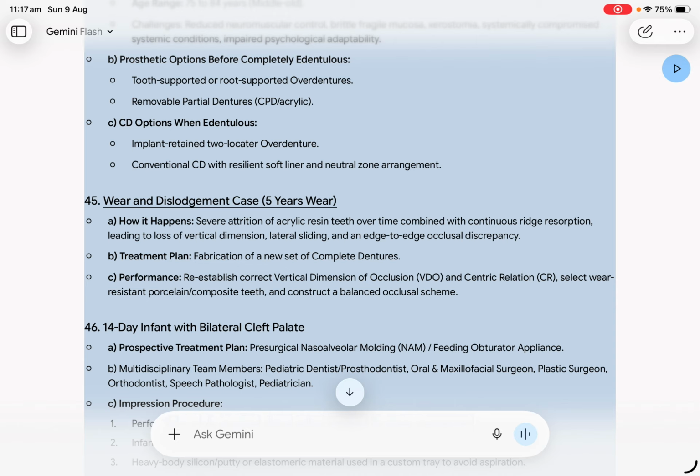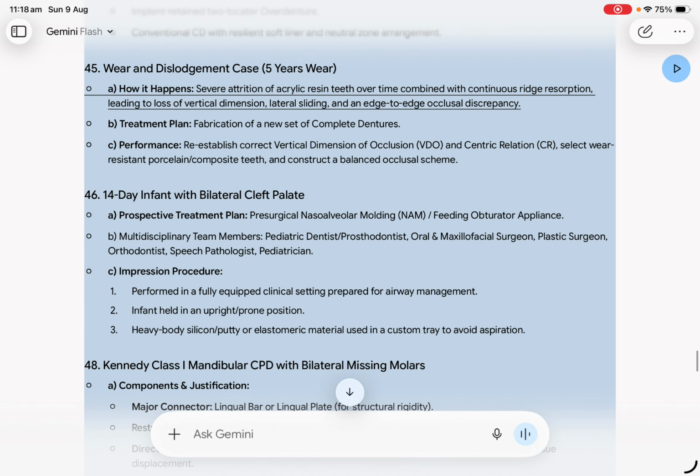45. Wear and dislodgement case. 5 years wear. A. How it happens: severe attrition of acrylic resin teeth over time combined with continuous ridge resorption, leading to loss of vertical dimension, lateral sliding, and an edge-to-edge occlusal discrepancy. B. Treatment plan: fabrication of a new set of complete dentures. C. Performance: re-establish correct vertical dimension of occlusion, VDO, and centric relation, CR. Select wear-resistant porcelain composite teeth, and construct a balanced occlusal scheme.